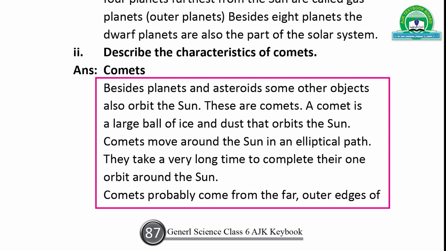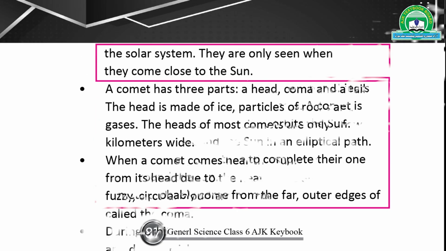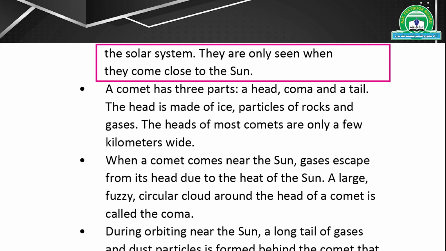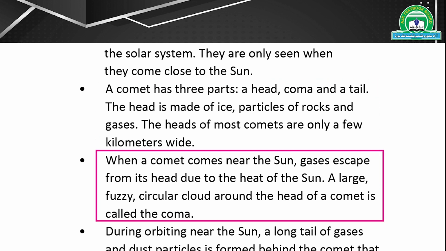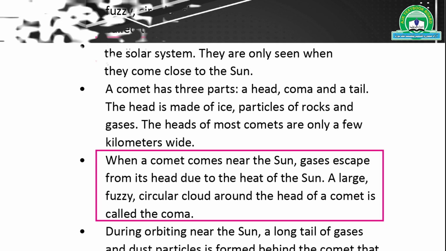Comets probably come from the far outer edge of the solar system. They are only seen when they come close to the sun. A comet has 3 parts: a head, a coma and a tail. The head is made of ice, particles of rocks and gases. The head of most comets is only a few kilometers wide. When a comet comes near the sun, gases escape from its head due to the heat of the sun. A large fuzzy circular cloud around the head of a comet is called coma.